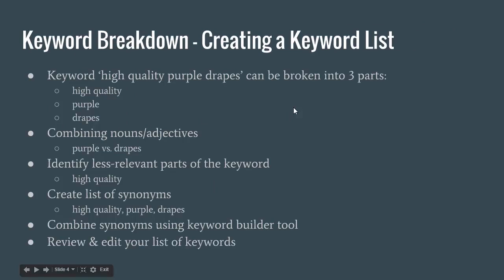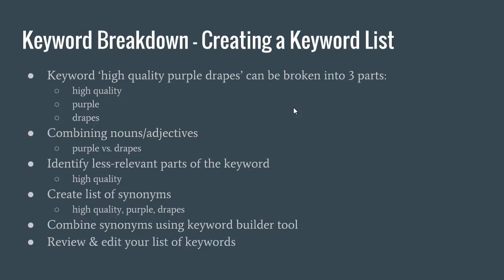So, high quality purple drapes. Here's kind of the steps that we want to take when we know that we want to advertise for high quality purple drapes. And then here's the steps that I take whenever I'm handed a company or an advertising campaign where I need to do a build out. The first step here is breaking up these keywords.